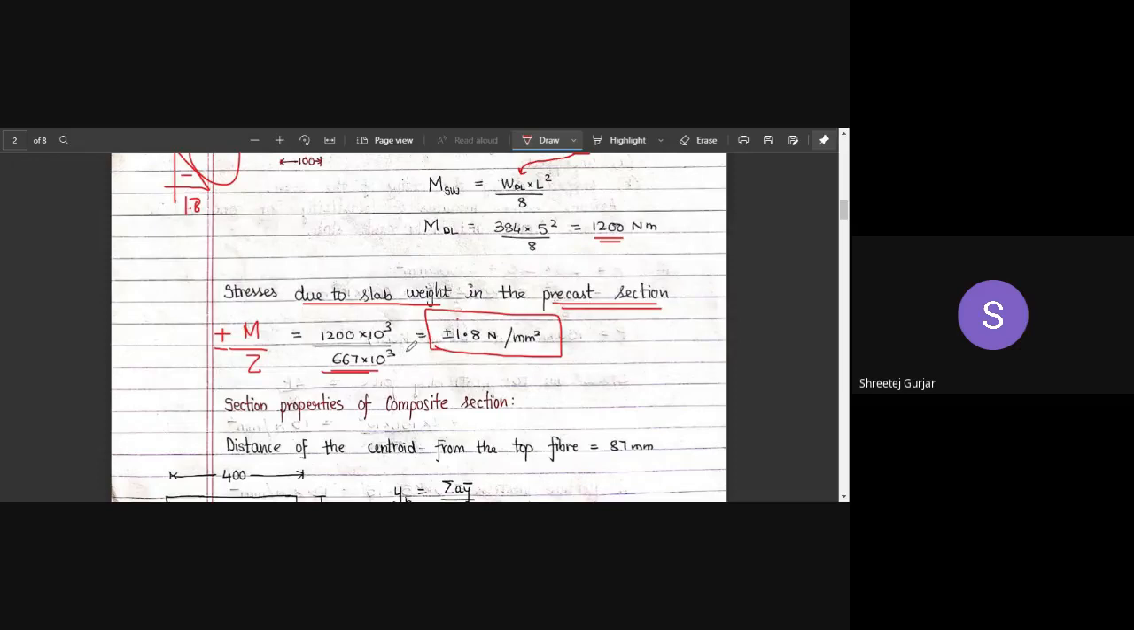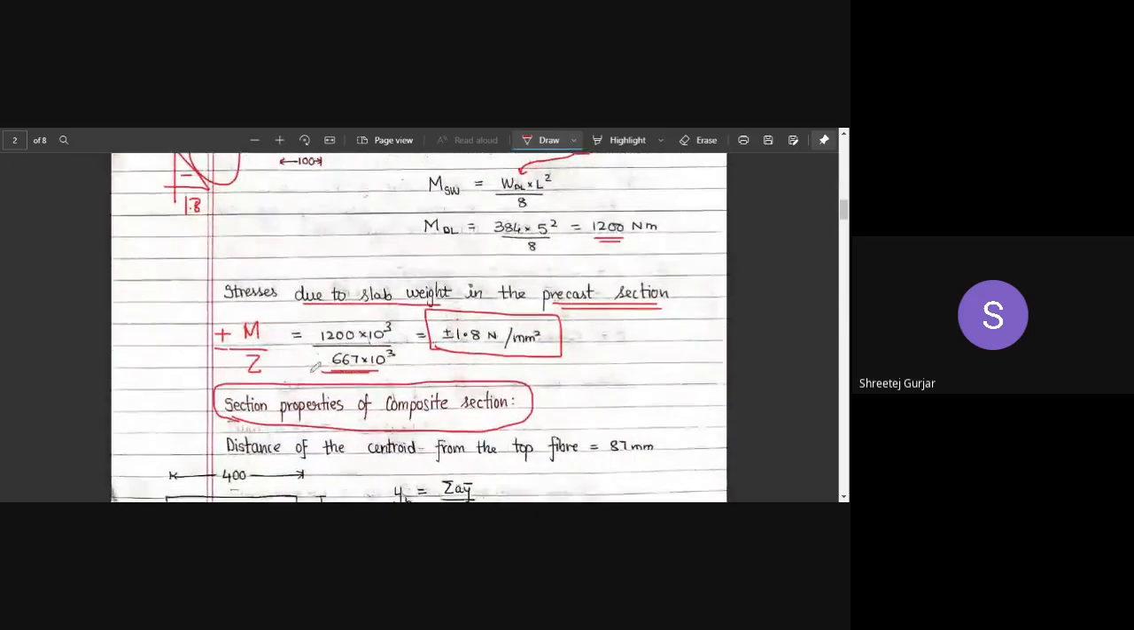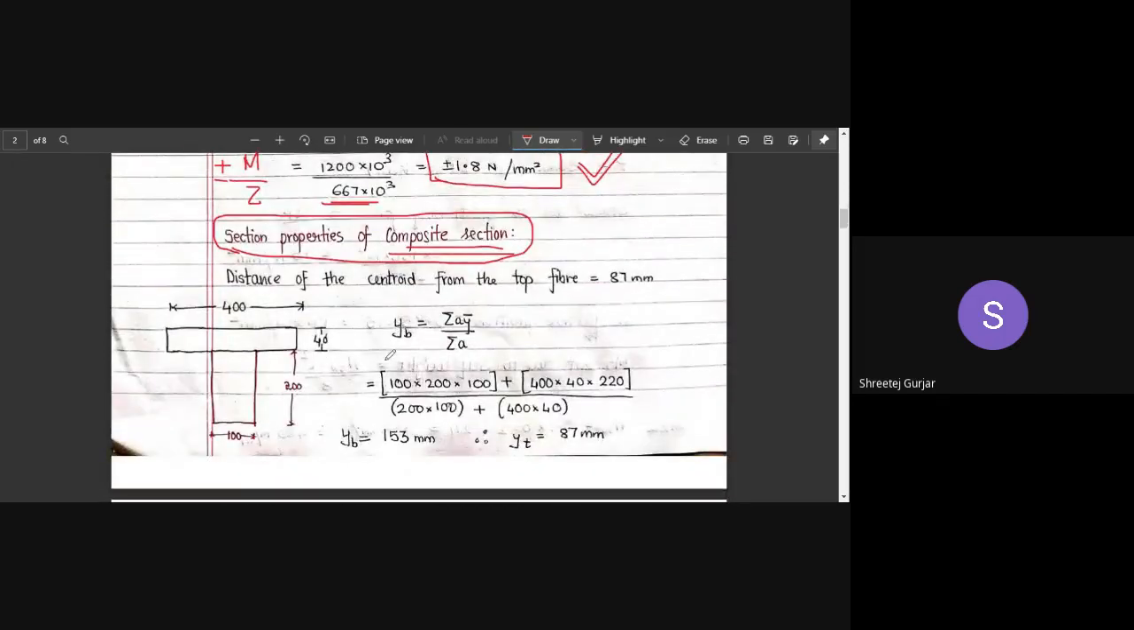Now section properties of the composite section. Whenever your section is propped while casting, what you have to do is consider the entire cross section, and calculate this M by Z. So this is for unpropped, whatever we have calculated now is for unpropped. Now we are getting into propped.